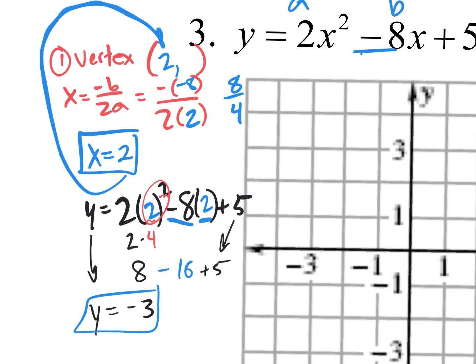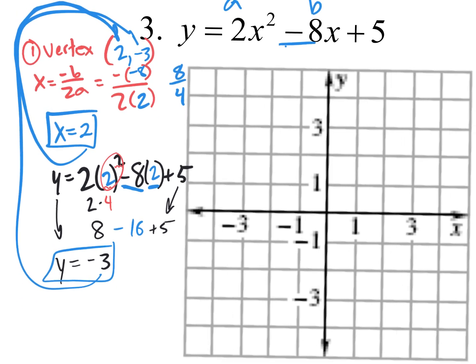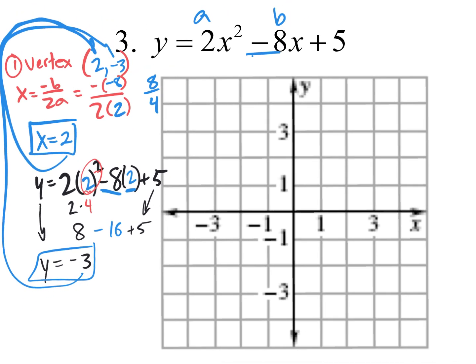That's the hard part, guys. Once you know that your y is -3, you know that coordinate 2, -3. Let's graph the coordinate 2, -3. So 2 on the x, -3 on the y. That's down here. We might as well jump into the axis of symmetry.